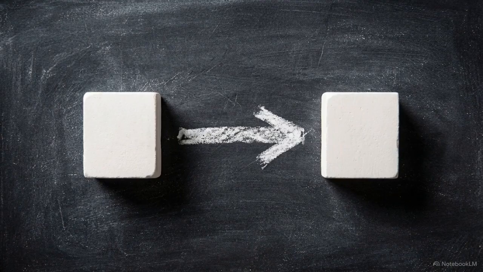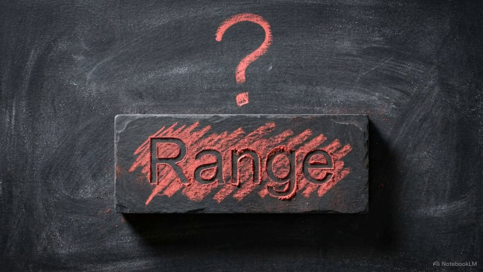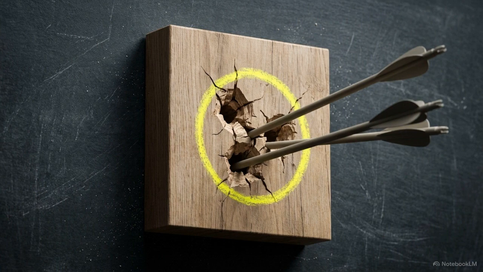an output. If you remember your middle school math classes, you probably learned two specific words. We call the starting inputs the domain, and we call the final outputs the range. But that word, range, causes quite a bit of confusion as math gets more complex. When we say range, do we mean the entire wooden target board the archer was aiming at? Or do we mean the specific splintered holes the arrows actually made?